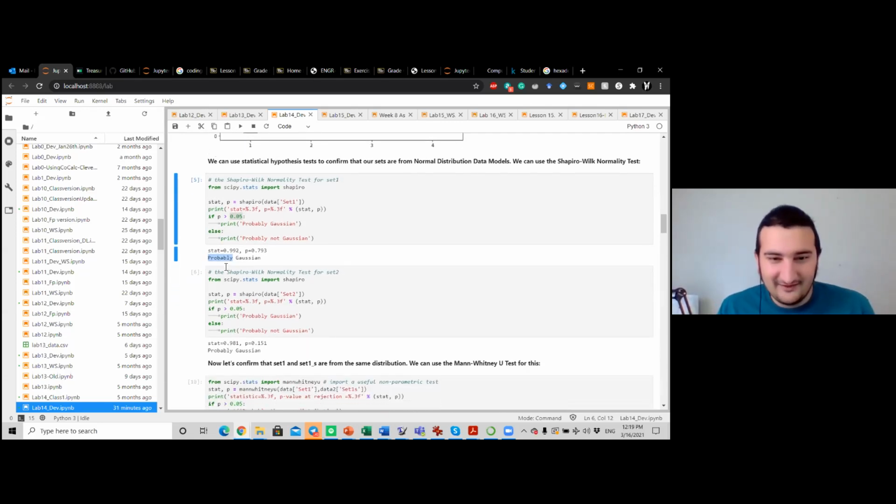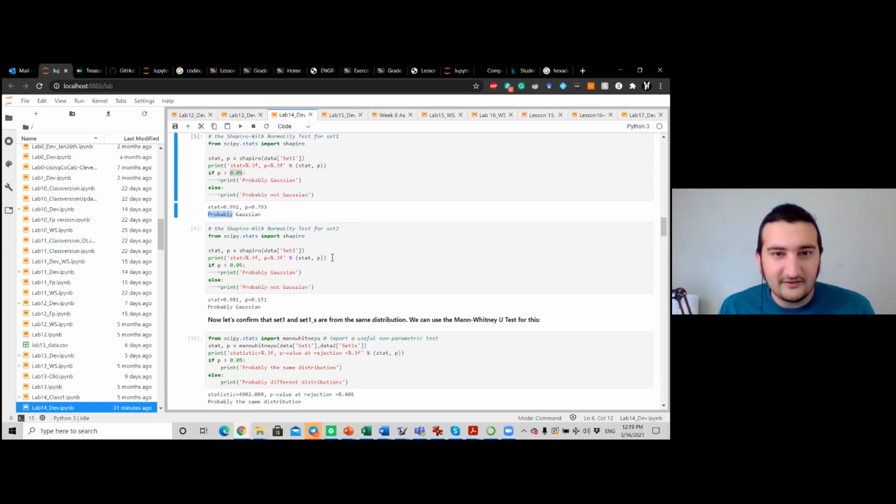Let us move on. We are going to run the same test on our set 2. We are getting a p-value of 0.151. Comparing that to 0.05, it is still higher. And we are going to say that this is also probably normally distributed. Question: if you compare the results of this test on set 1 and the results of this test on set 2, what can you tell me?